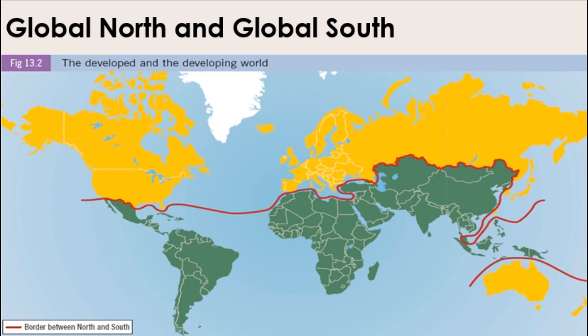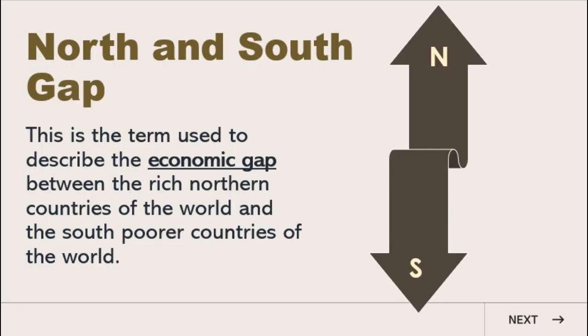So why are we sure that it's the economical factor that determine this division? Because that gap that separates them, which we call the North and South gap, it's an economic gap. We're gonna talk more of that later. But first, let's discuss what a global north is.